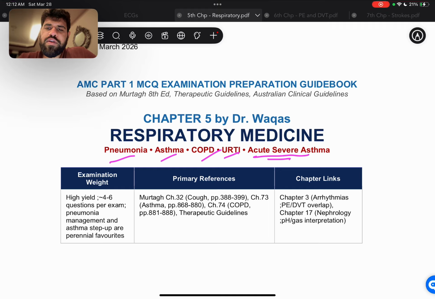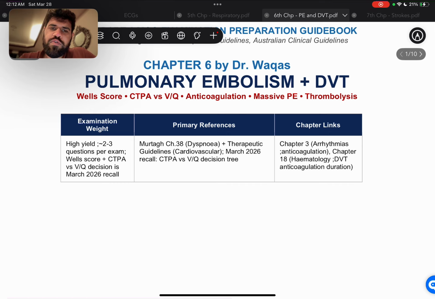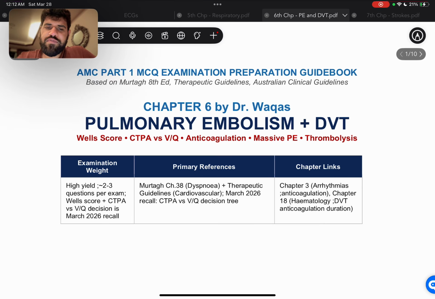And for acute severe asthma, what does that mean? And what are the indications for the treatment for this? Now, this is chapter 5. In chapter 6, which is the next video, we are going to be talking about pulmonary embolism and DVT. So it's Wells score, CTPA versus VQ scans, anticoagulation, massive PE and thrombolysis, but that comes later on.